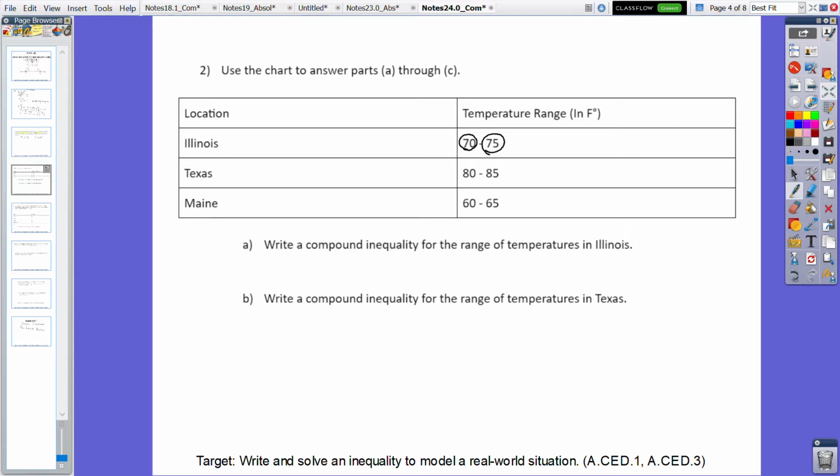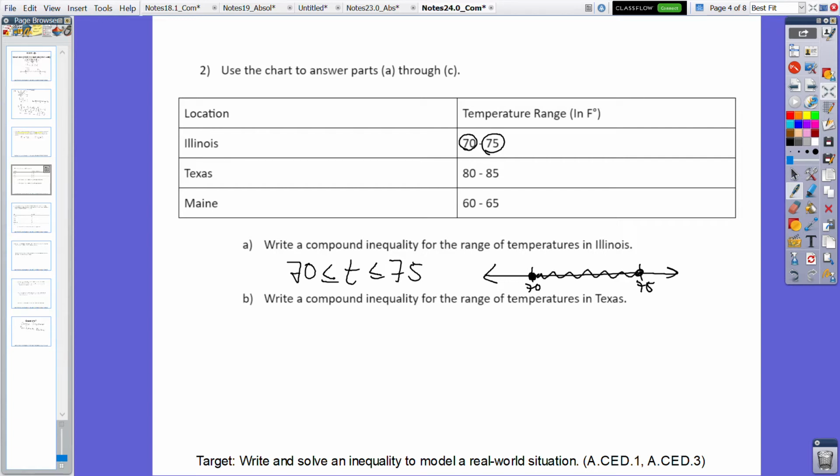So we want to write a compound inequality. In this case, because it's a range, it's going to be an "and" inequality. So we're going to have 70 less than or equal to T, less than or equal to 75. And the graph for that would be a number line with 70 on the left, 75 on the right, and closed circles on both of them, because if it's a range, we want to include those numbers as well.